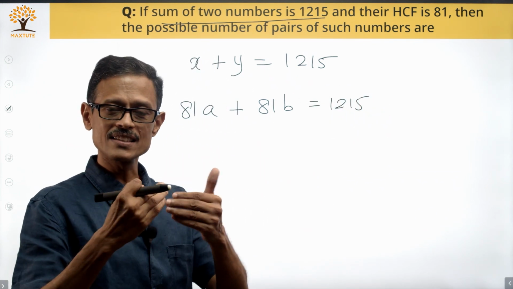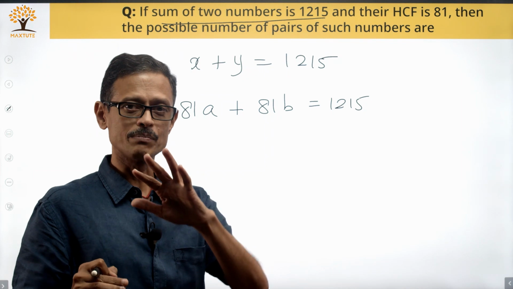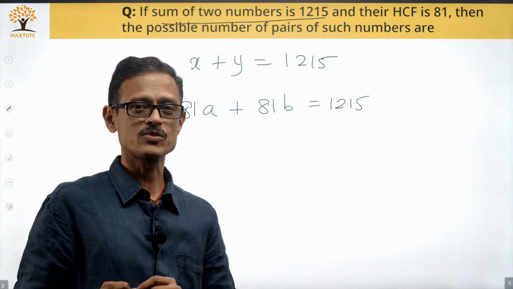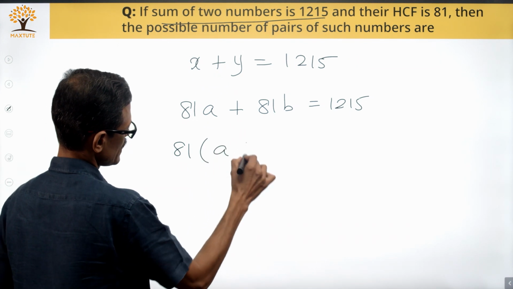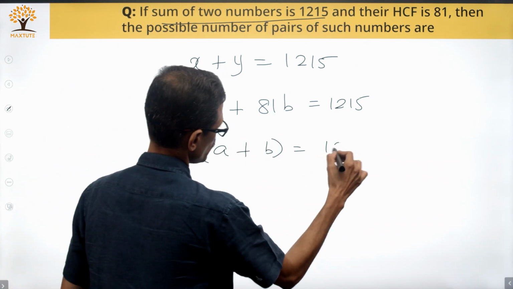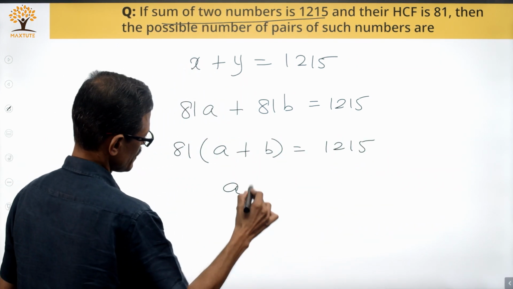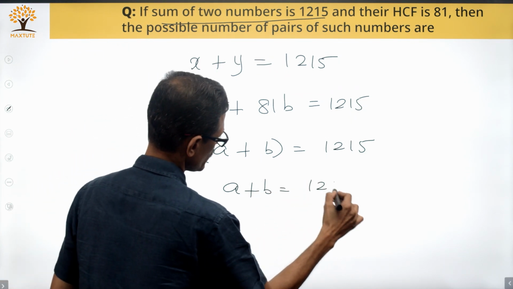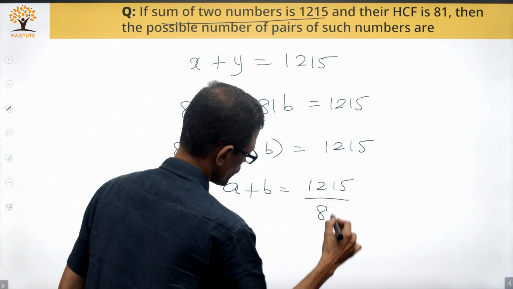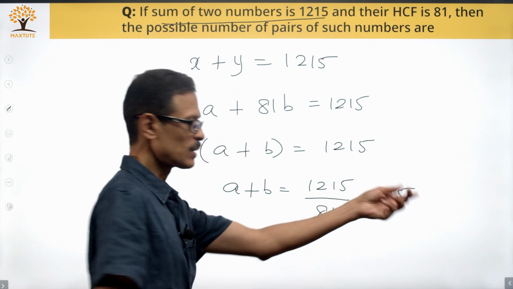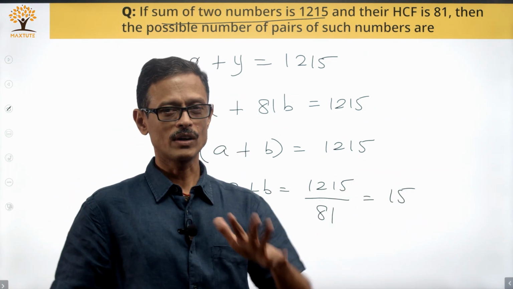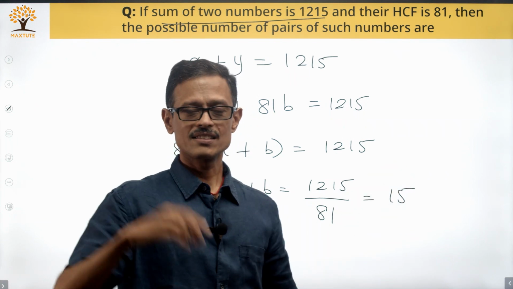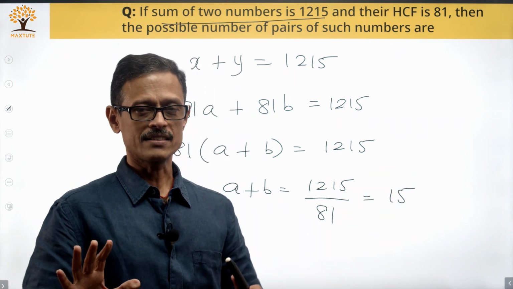Just decoding this itself is quite difficult. This is just the beginning. There are a few more steps to go before we can get the answer. So take 81 common outside. So 81 times a plus b is equal to 1215. That makes a plus b equal to 1215 divided by 81, which is equal to 15. 81 times 10 is 810. 81 times 5 is 405. Together it will make 1215. This part is done. So this took a while, but we got the answer.